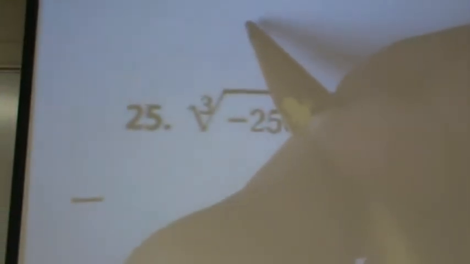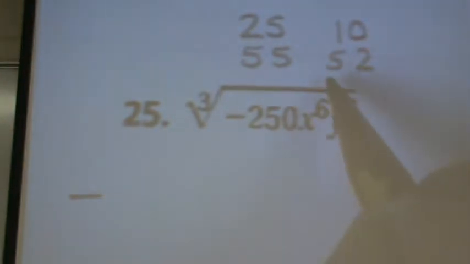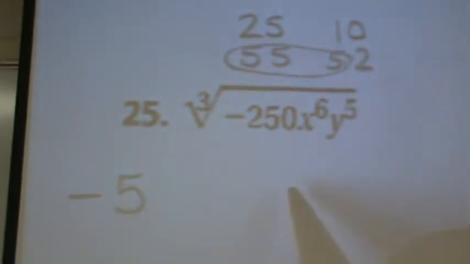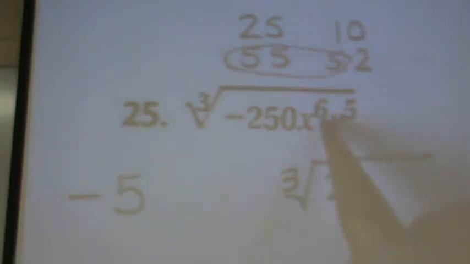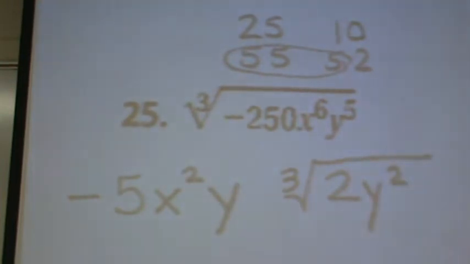25. Okay, it's a cube root and it's negative, so the answer is going to be negative. So we have 250, 25 times 10, 5 times 5, and 5 times 2. So we're going to take a 5 out for sure. But there's 2 left underneath the cube root. So we've got 6 x's, so we've got 2 sets of 3 of them. And we've got 1 set of y's, but there's 2 y's remaining. Here's your answer.